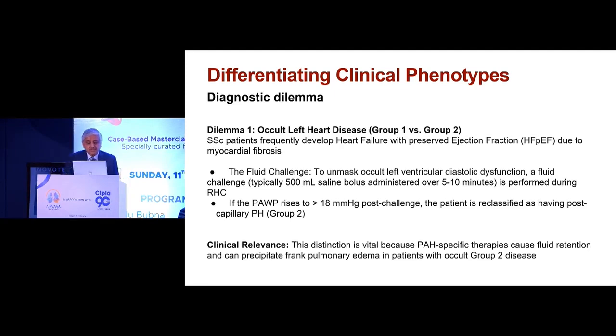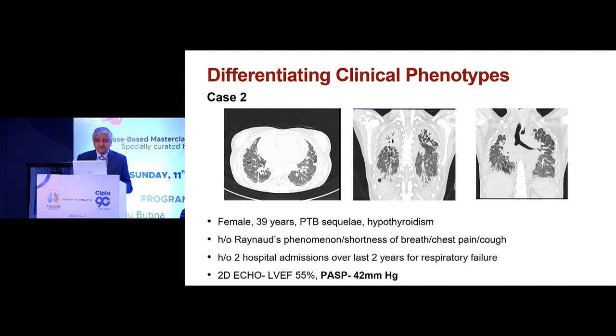As of now, a fluid challenge is something that will really help you to unmask left ventricular diastolic dysfunction. So if you have a suspicion of left heart disease, if you are getting a right heart catheterization done, please make sure that a fluid challenge is also done, because that will help you. And if you have a pulmonary arterial wedge pressure rising to more than 18 millimeters post challenge, the patient gets reclassified as group 2, and that's very important again, like I said, in your CTD PH, because that really tells you whether you're dealing with group 1 alone or it's a combination, and then you will land up wanting to give these patients diuretics. The second issue that we see more commonly in our setup is that this is another patient.